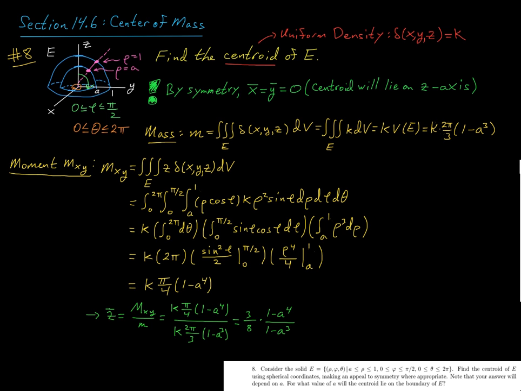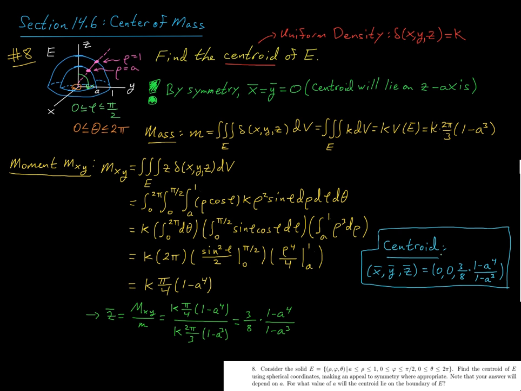And so then z bar, the z coordinate of our centroid, will be the xy moment divided by the mass. So I'm just going to divide these two quantities we've now computed, and you get this expression, 3/8 times the quantity 1 minus a to the 4th all over 1 minus a cubed. So putting that all together now, we can conclude that the centroid is located at 0, 0, and then 3/8 times this 1 minus a to the 4th all over 1 minus a cubed.